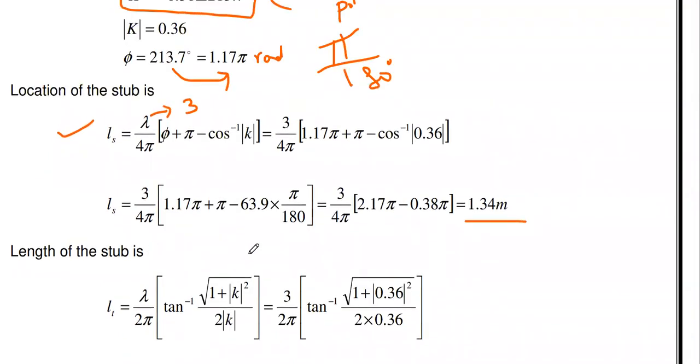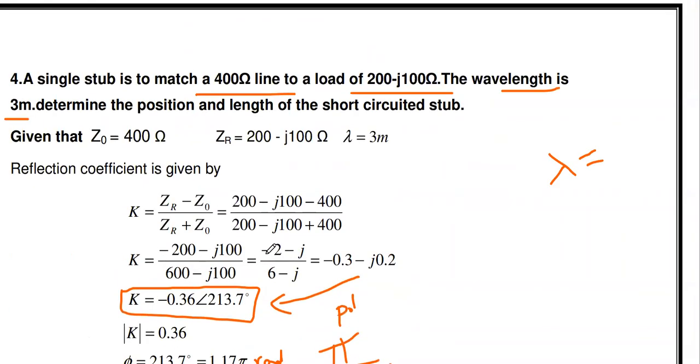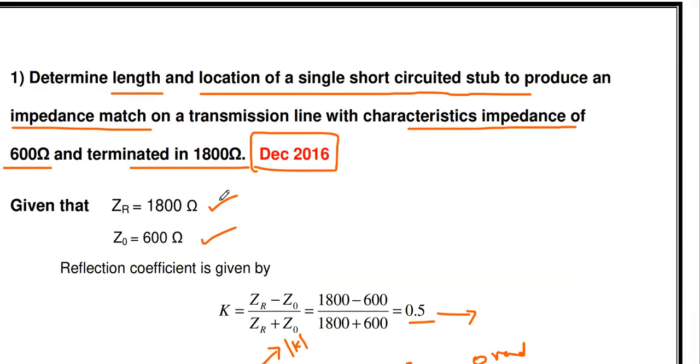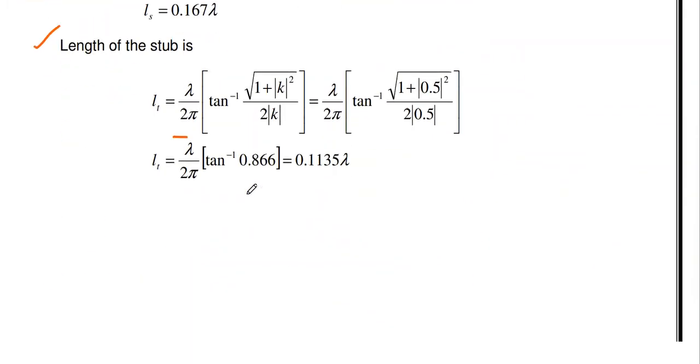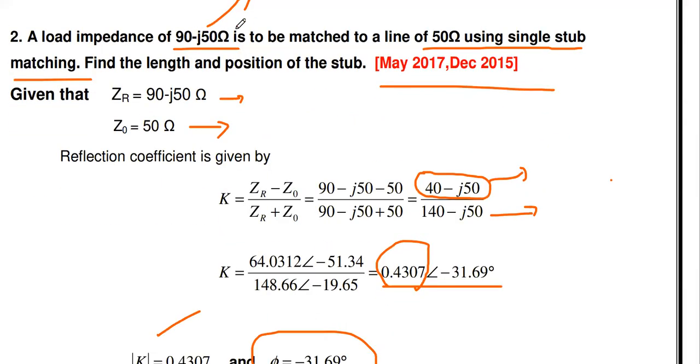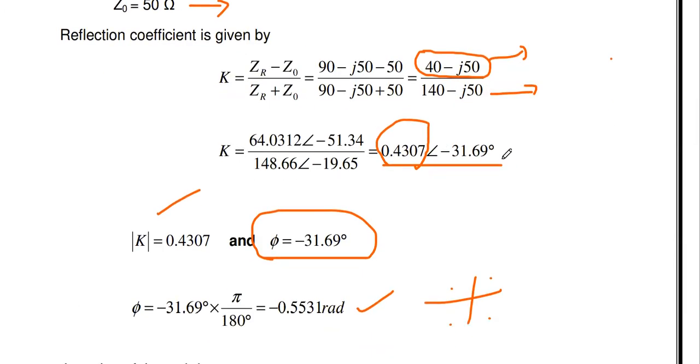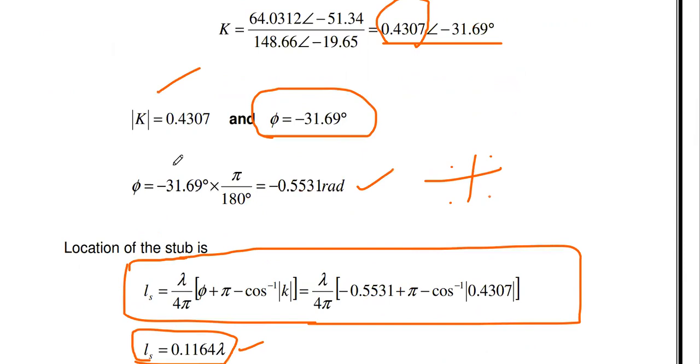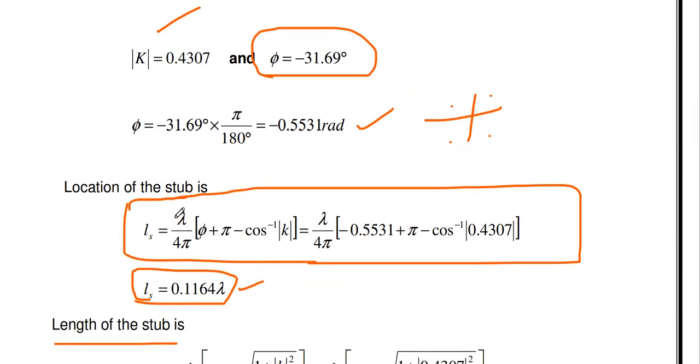So these are some of the problems from single stub matching. Now you find the difference between each problem. In the first problem, both ZR and Z0 are real quantities, so easily we may calculate. In the second problem, the load impedance is complex, so we use the same method. After calculating this K, we have to find the modulus and angle, and the angle you convert into radians by multiplying by pi by 180. Then using the same formula, you substitute to get the location of the stub and the length of the stub. This is the second problem.